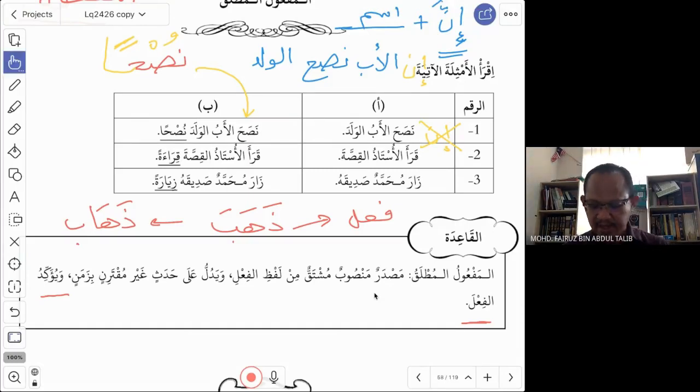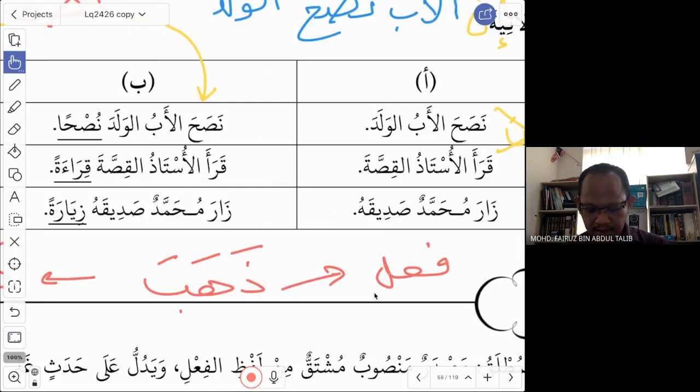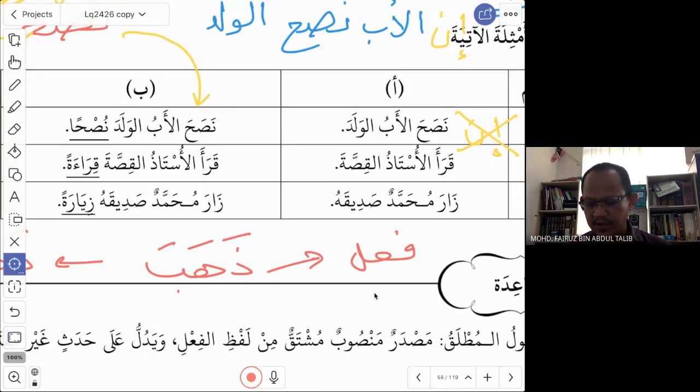This is the second sentence. Al-jumlatu thaniya. Qara'a al-ustazul qissa. You can say qara'a al-ustazul qissa, or you can also say al-ustazu qara'a al-qissa. Both mean the same: the ustaz read the story. Now what we want to do is emphasize the action. You want to say the ustaz really has read the story.